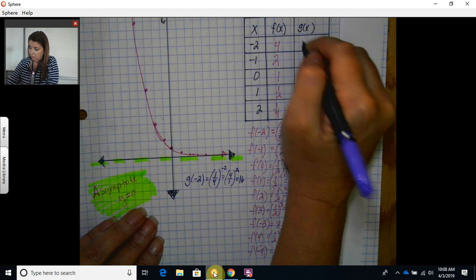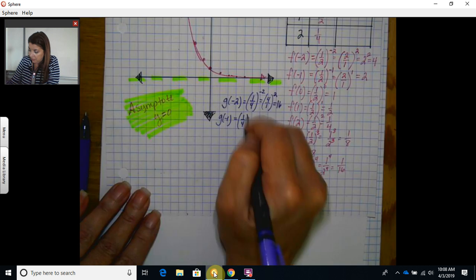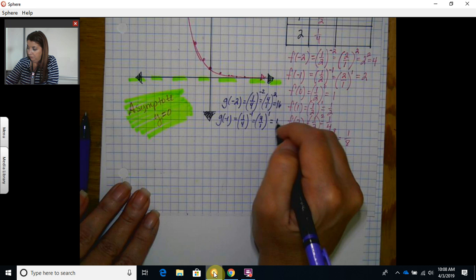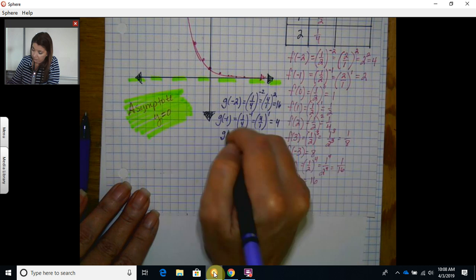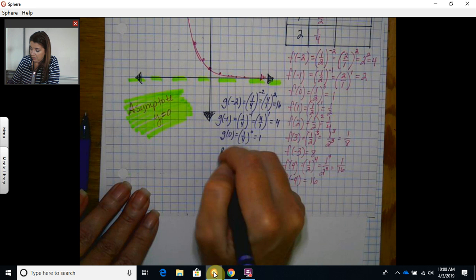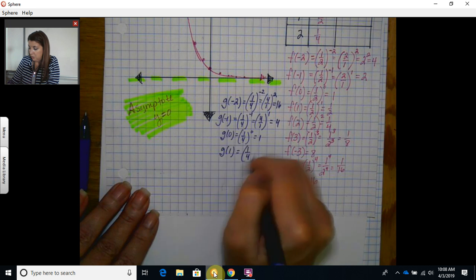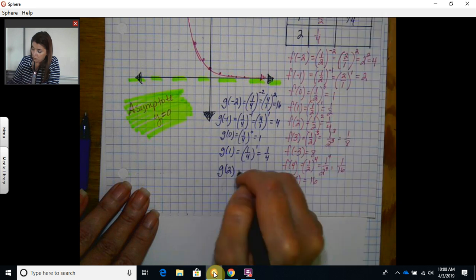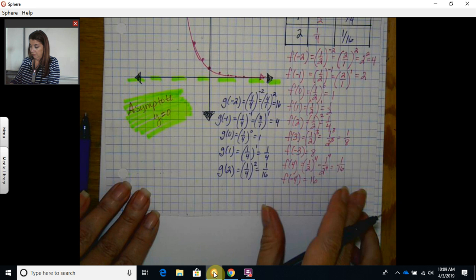g of -1 equals 1/4 raised to the -1. I could rewrite that as 4/1 raised to the +1. 4 divided by 1 is 4. 4 raised to the first is 4. What is g of 0? 1. g of 1 means 1/4 raised to the first power, 1/4. g of 2 is 1/4 quantity squared, which would be 1/16.